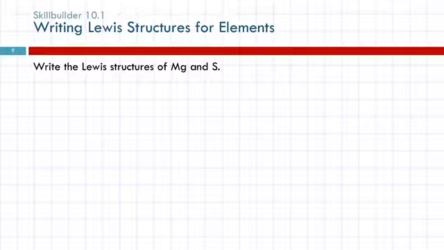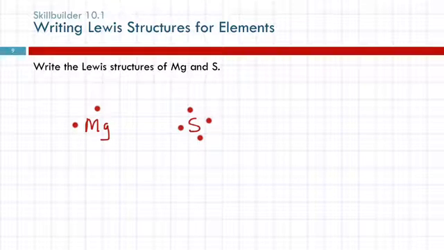Okay, so let's look at magnesium and sulfur. Write the Lewis structures, it says. Well, to write the Lewis structure, we're going to write the element symbol. So for magnesium, the symbol is Mg. And then we're going to look at the periodic table and figure out how many valence electrons there are. Magnesium is in group 2A, so it has 2 valence electrons. So then we're just going to put 2 dots, 2 valence electrons. How about sulfur? How many valence electrons does sulfur have? 6. 1, 2, 3, 4, 5, 6. Any questions?